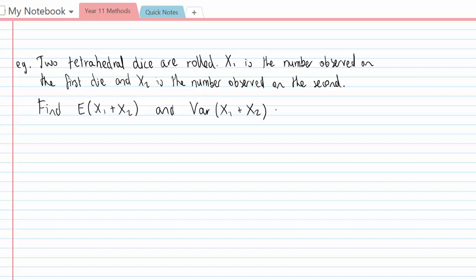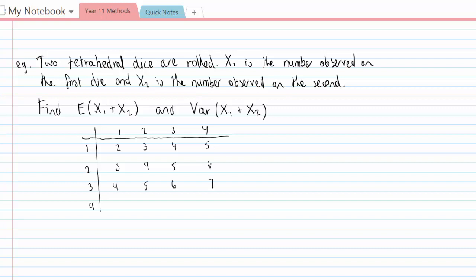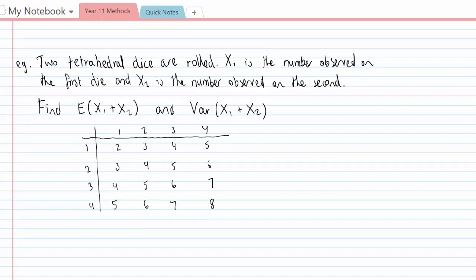So x1 plus x2 just means that we're adding the result from those 2 dice. Okay, so I'm going to draw a quick 2-way table so we can see what's going on. So we can have 1, 2, 3 or 4 on either of the dice. And when we're adding those together, we're going to end up with 2, 3, 4, 5, and then 3, 4, 5, and 6, 4, 5, 6, and 7, and 5, 6, 7, and 8.